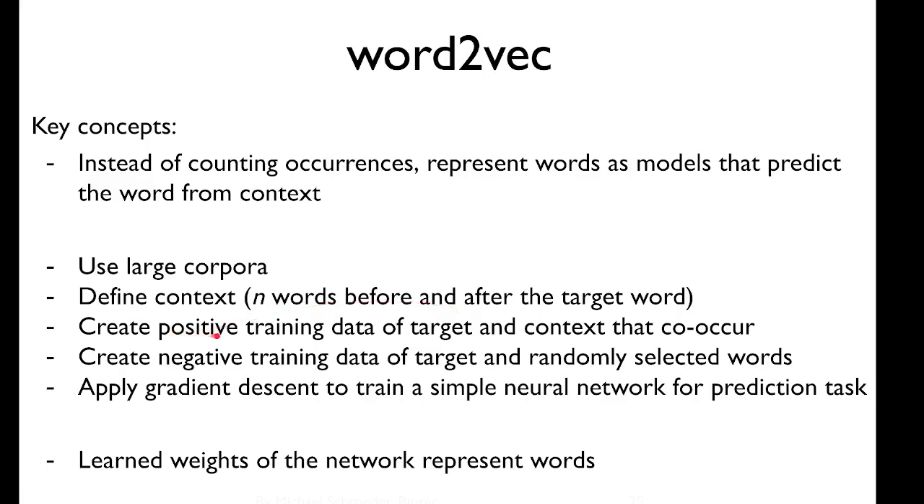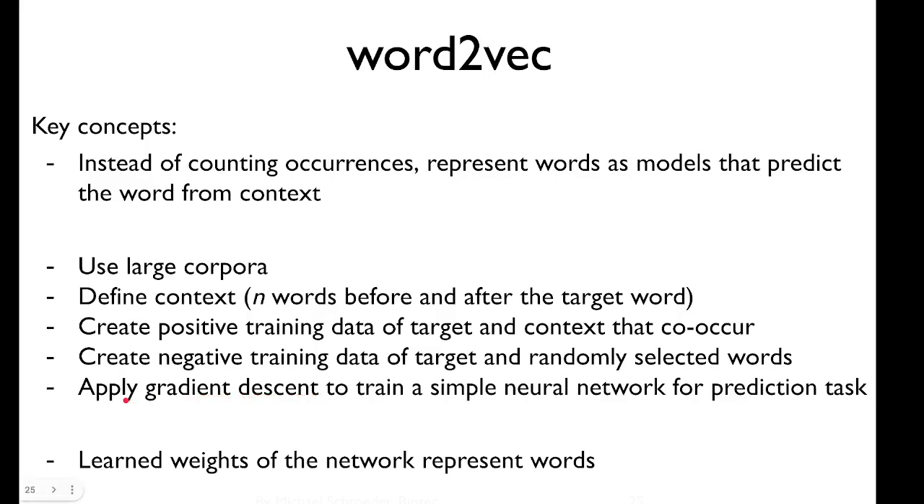We create positive training data by creating all of those example words that co-occur together with our target word in the context. And we create negative training samples by taking the target word and randomly picking any words from a whole corpus. And now we apply the simple neural network, so we can go back to the early lectures in weeks 2, 3, and 4, where we looked into gradient descent and logistic regression. And we can apply these techniques.